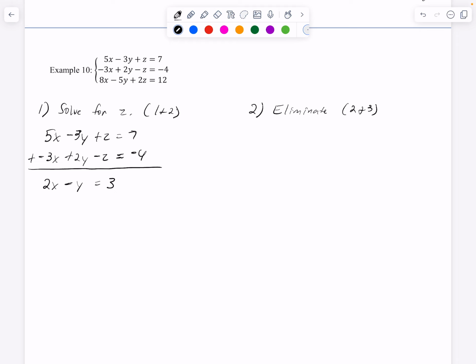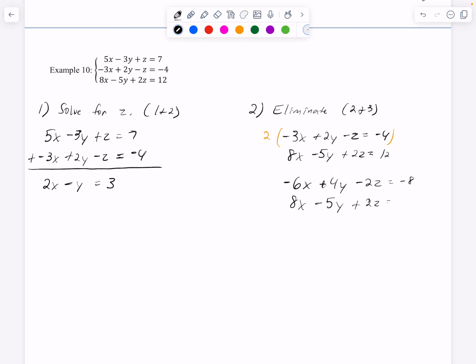All right, so I'm going to write the second two, negative 3x plus 2y minus z equals negative 4. Write down the last one. I'm going to multiply that top one by 2 to get opposites so I can eliminate. So negative 6x plus 4y minus 2z equals negative 8. Copy the second one down, and let's add to eliminate. So I get 2x minus y equals 4.